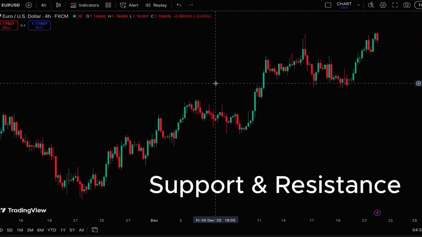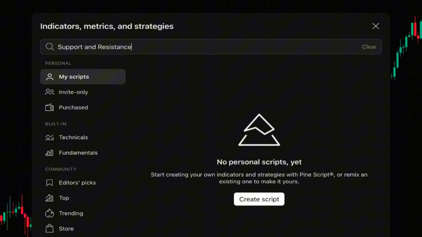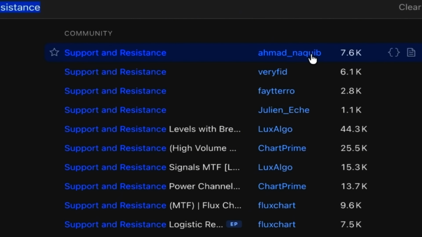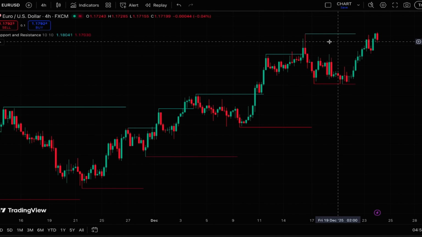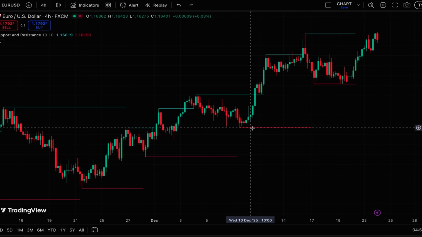Alright, now let me introduce indicators for support and resistance levels. The first indicator that I want to introduce is called Support and Resistance, which is written by Ahmed Nakib. When you add this indicator to your chart, it automatically draws lines based on pivot highs and pivot lows that are potential support and resistance levels for the future price action.